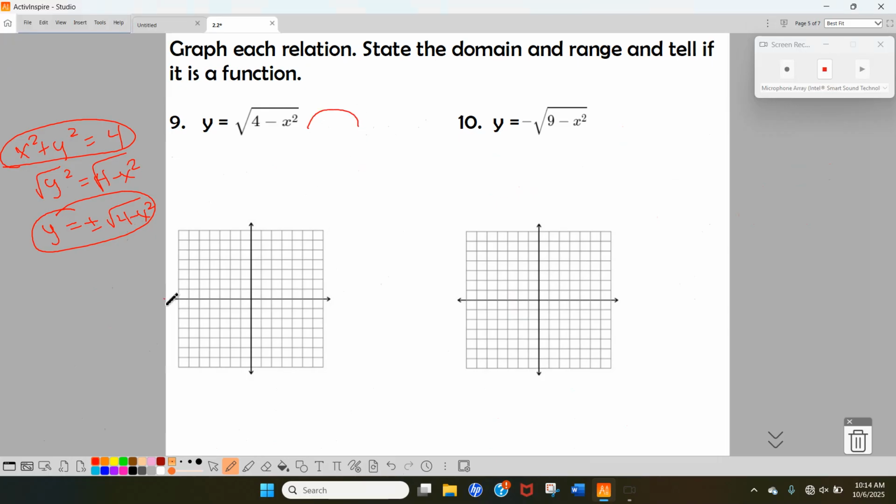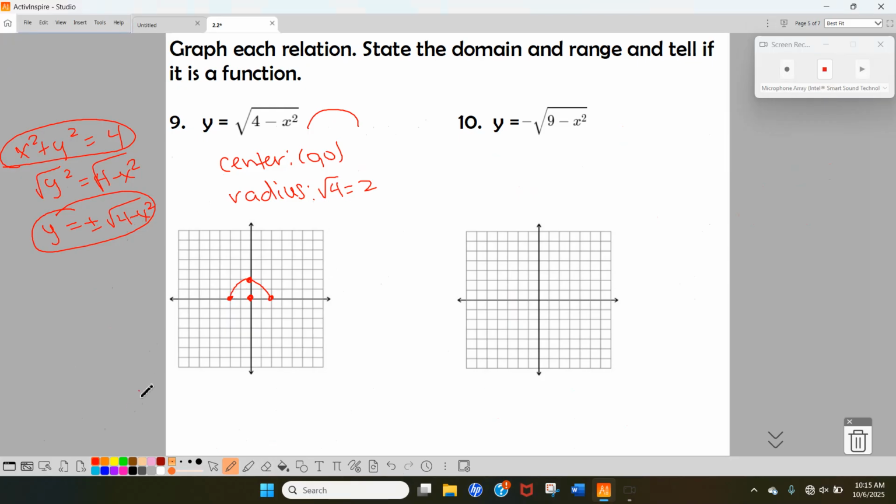All right, but everything else kind of works the same way. They're only going to give you ones that are centered at 0, 0, so we don't have to really worry about that. And then the radius is the square root of that number. So in this case, it would be 2. So start at 0, 0, and then you're going to go out, left, right, and up because it's the top, and make a semicircle.